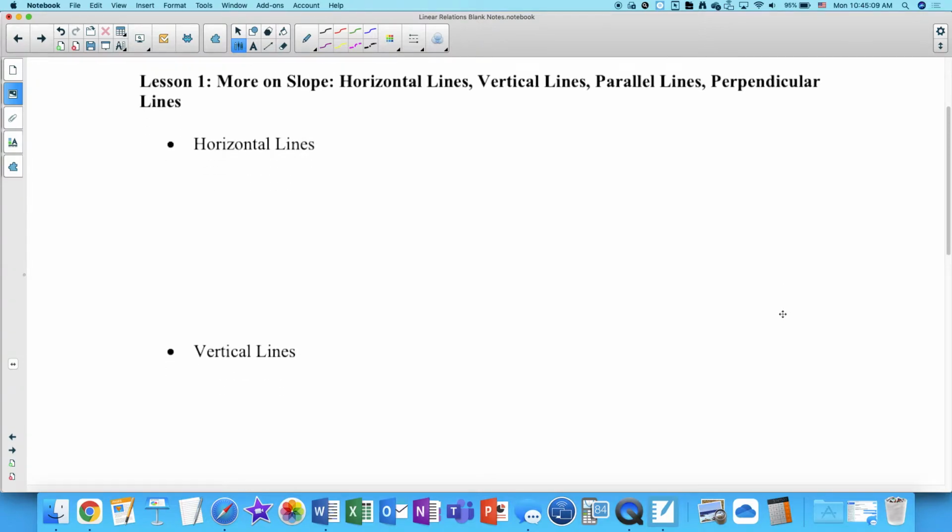All right. So first, let's look at a horizontal line. I'm just going to draw one for example. For example, let's say this is at 3. And there's my horizontal line.